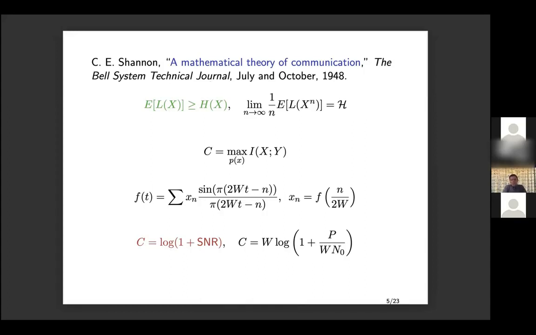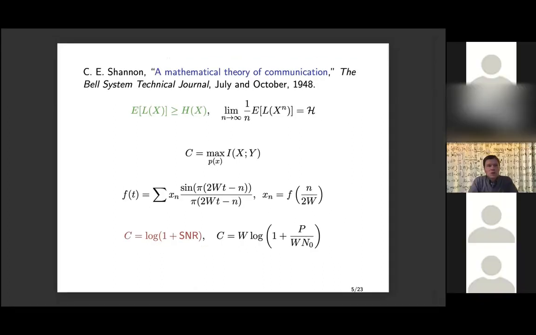It was published in two parts in 1948. He started this research at Bell Labs, but couldn't publish it there. It was partly classified. And then he continued after the war and was able to publish in 1948. Since my talk is about formulas, I just list a few equations from his paper. And as you already know, I will talk more about the log 1 plus SNR formula. So I will get back to that.